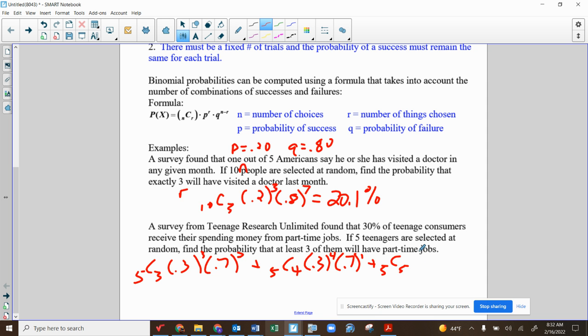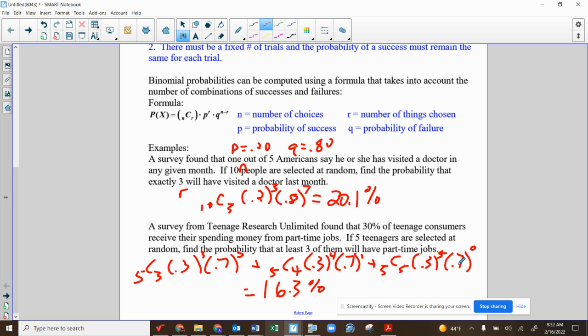Now, it's not real terrible on this one. If you do it, you get 16.3%, by the way. I just think that's probably a little more work than it's worth. I mean, this is 3, 4, and 5. What if there were 17 things to choose from and you wanted at least 9? Then you'd have to do 9, 10, 11, 12, 13, 14, 15, 16, 17. You have to add all those together, and that's way, way too long.